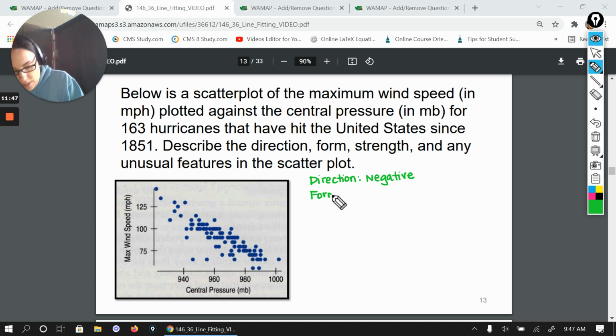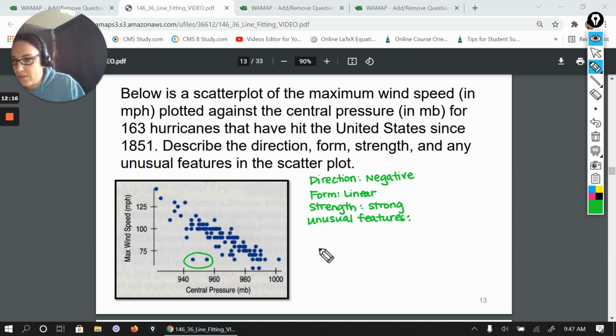The form, I would say that this is pretty linear. Looks like it's following a generally straight line. The strength, I would say strong. Some people might say moderate there. Unusual features. So any outliers? Maybe we could describe these two as a couple of outliers.